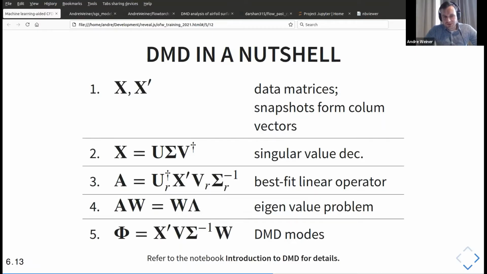Then we compute the eigen decomposition of that approximated operator, and based on the eigen decomposition, we compute the so-called DMD modes. Those modes are coherent structures: spatial structures that are coherent in time. And what we do in the DMD is to approximate the temporal evolution by a superposition of those spatial DMD modes.